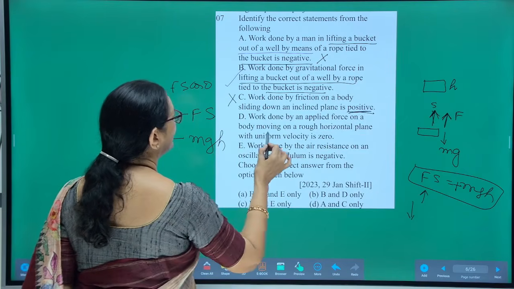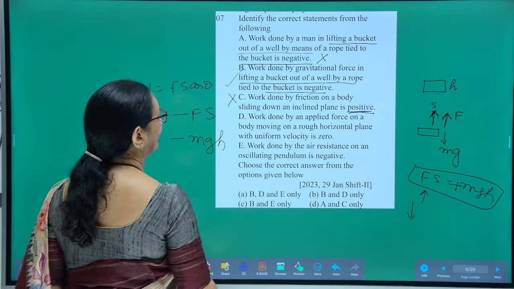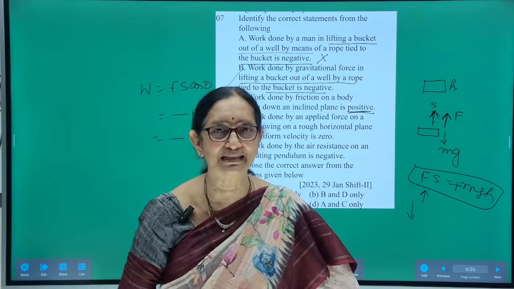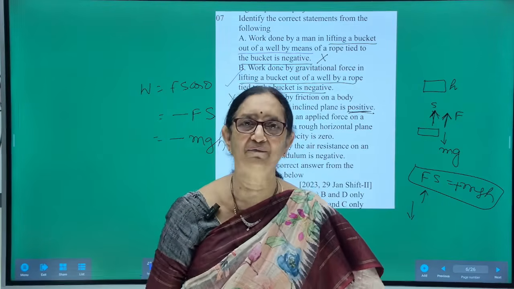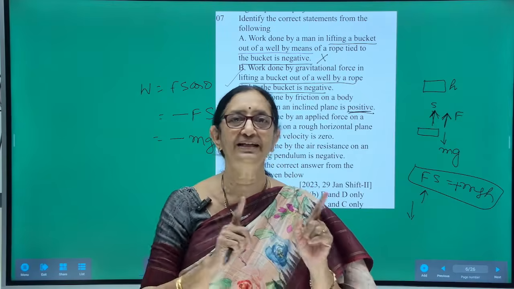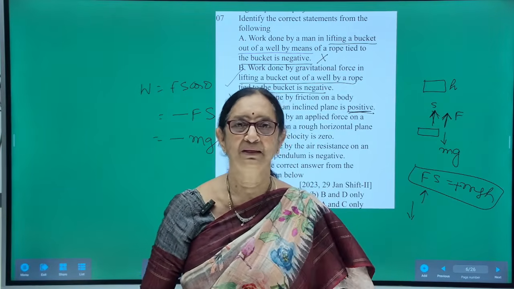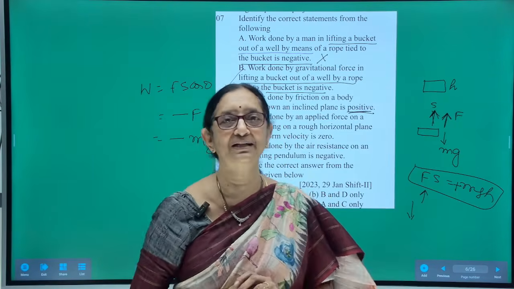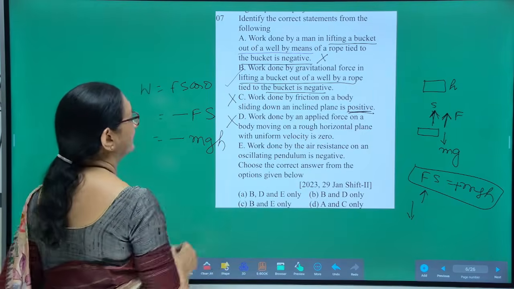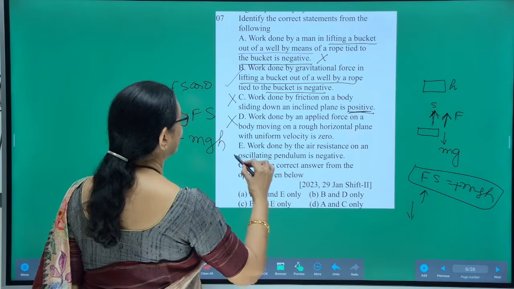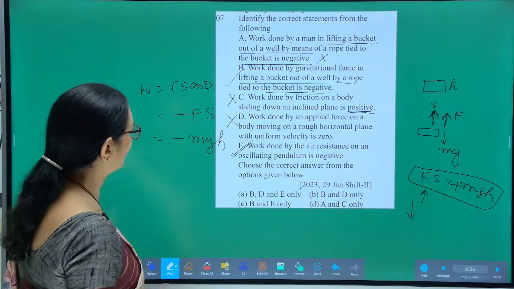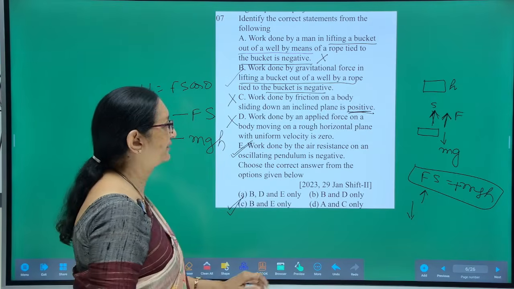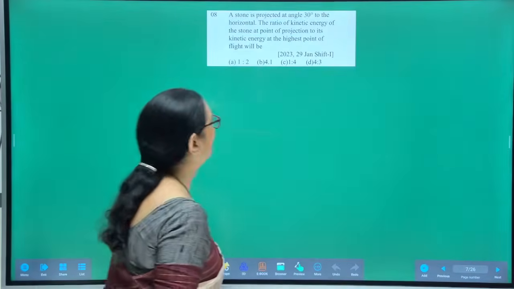Work done by an applied force on a body moving on a rough horizontal plane with uniform velocity is 0? No. On a rough horizontal surface, a body can move with uniform velocity only when the friction is balanced by the applied force. So, applied force times displacement becomes the work done by the applied force even though the body is moving with uniform velocity. So, that is a wrong statement. Work done by air resistance is negative. This is perfect. So, what are the correct options? B and E. Those two are the correct options for that problem. Move on to the next.